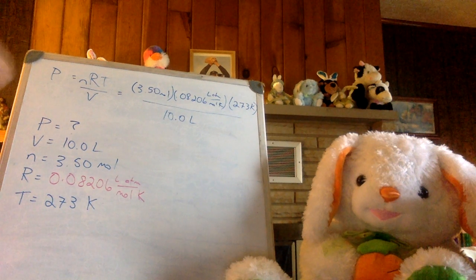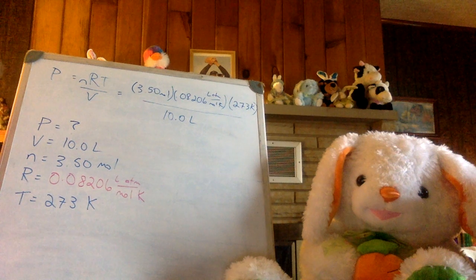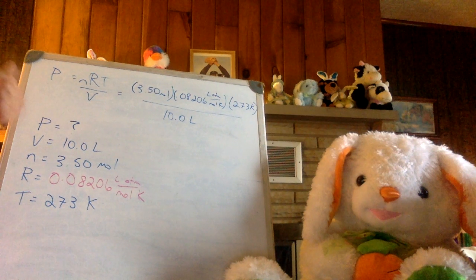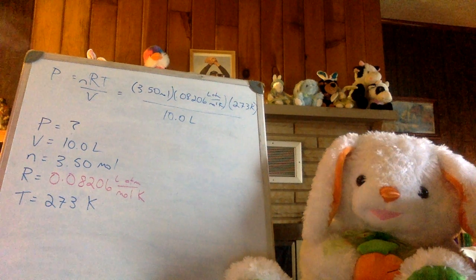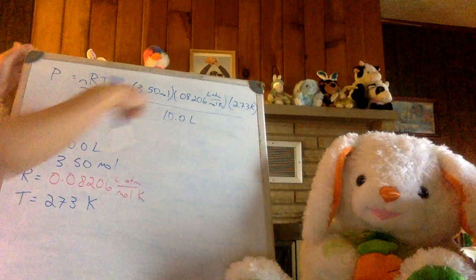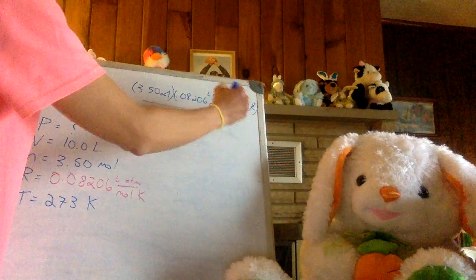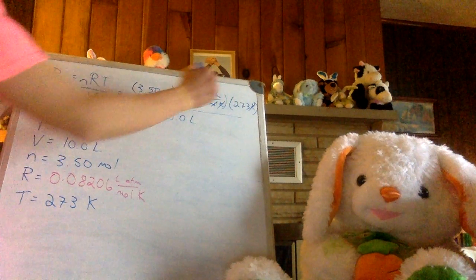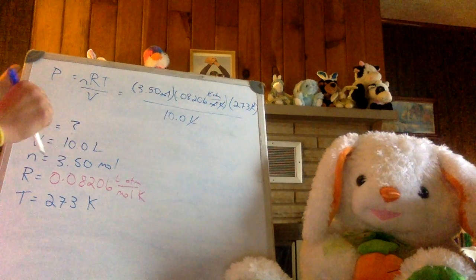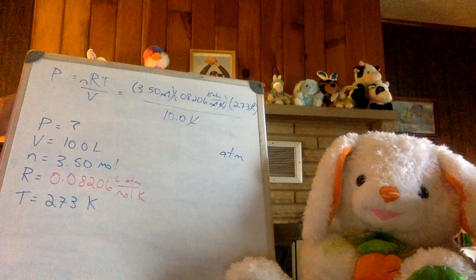Calculator time, 3.5 times 0.08206 times 273 equals, divided by 10 equals. And I wanted to show you at least one of these problems that it'll cancel out. The units will cancel. Moles and moles on the bottom. Kelvin and Kelvin on the bottom. Liters and liters below the fraction bar will give me atmospheres for my units.